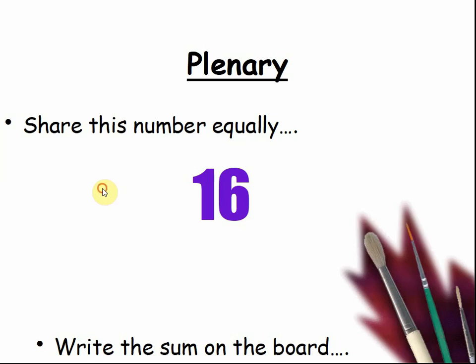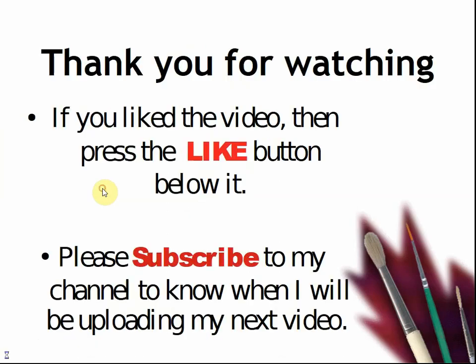Let's look at the next one. 30. How could I share this equally into different groups? Is there more than one way to do it? Pause the video and discuss. 24. How many ways can I break that into different groups? Write the sums on the board. Pause the video to discuss.